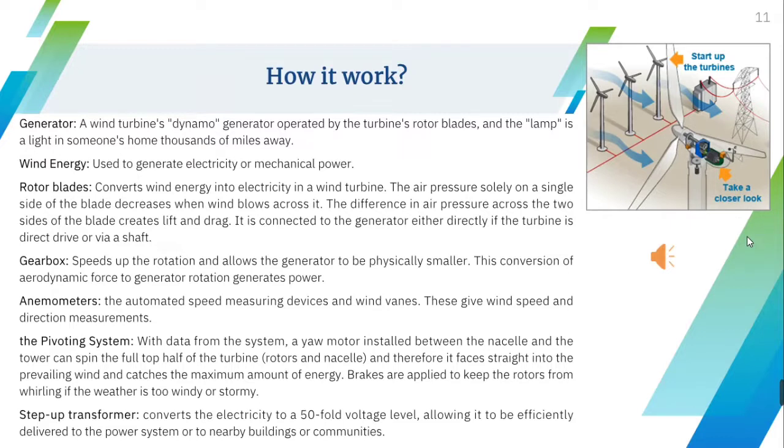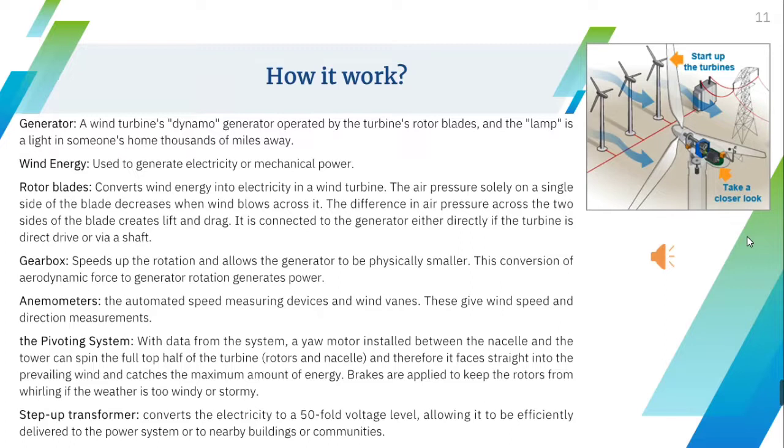On the back of the nacelle are the anemometers, the automated speed measuring devices, and wind vanes, which give wind speed and direction measurements. With data from the pivoting system, the yaw motor, installed between the nacelle and the tower, can spin the full top half of the turbine, which is the rotor blades and nacelle, so that it faces straight into the prevailing wind and catches the maximum amount of energy.